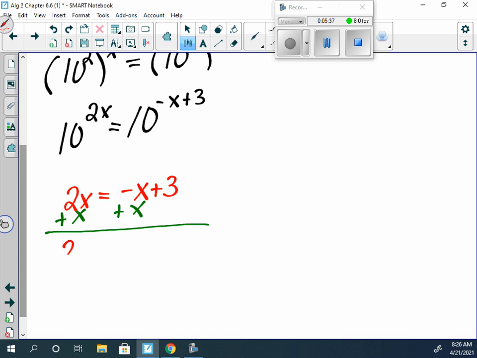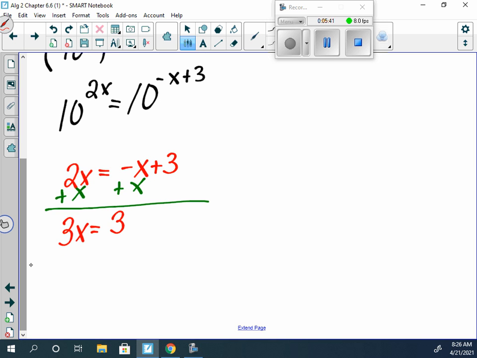Well, 2x plus x is equal to 3, so we divide both sides by 3. x is equal to 1.